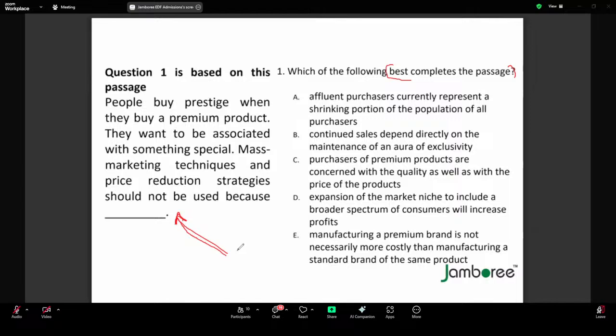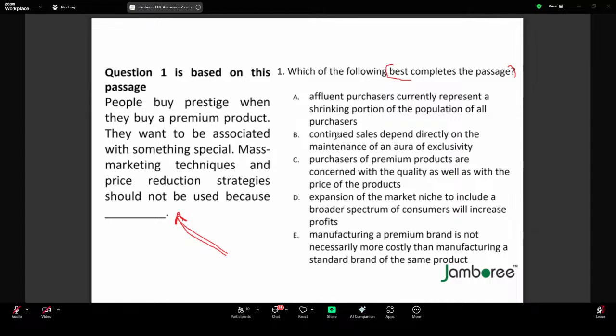People buy prestige when they buy a premium product. They want to be associated with something special. If you have a premium product, you want to have something special. You don't want everybody to have it. So a price reduction, which would mean everybody could buy it, should not be there. Mass marketing means everybody would have it. A price reduction should not happen because it will make it less premium and more mass produced.